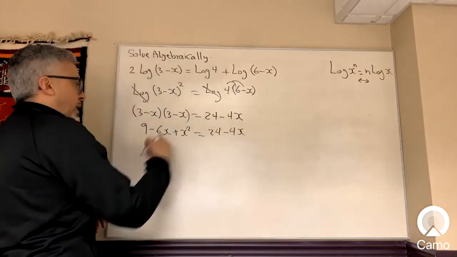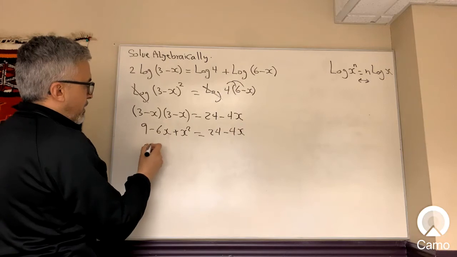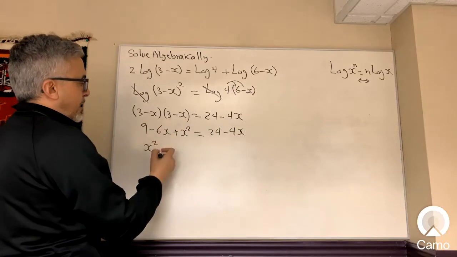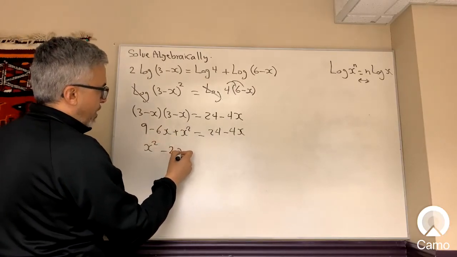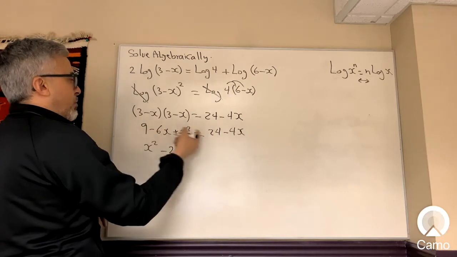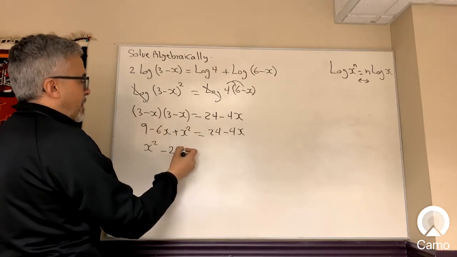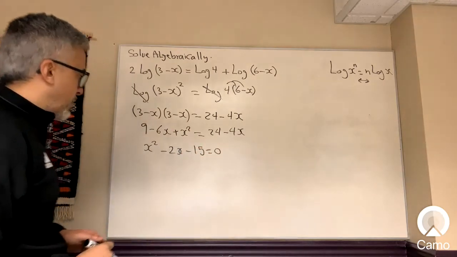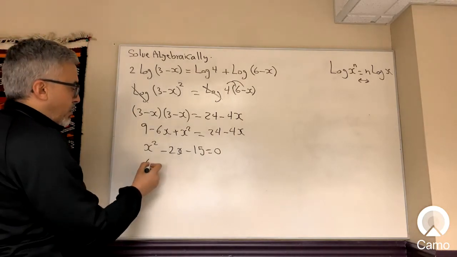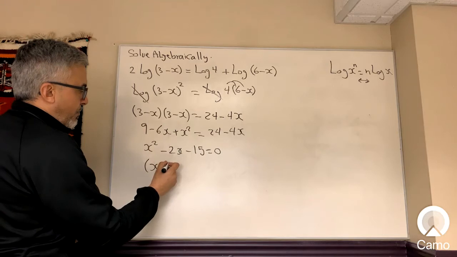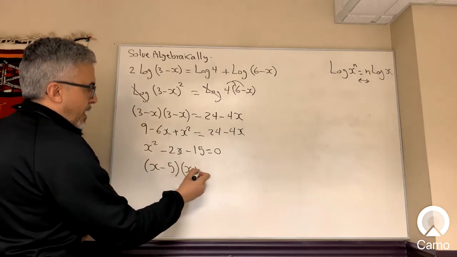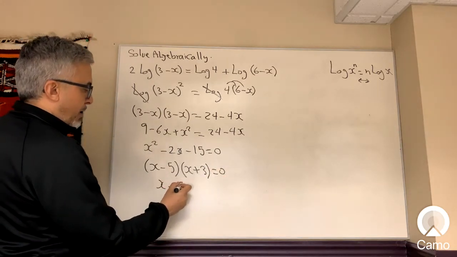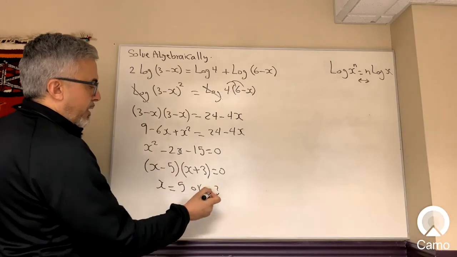and factor. So when you bring it to the right side here, write it in degree order. So the x squared, now negative 6x, when you bring this negative 4x to the other side, it becomes plus, which ends up giving you negative 2x. And then when you bring this 24 to the other side, it becomes minus 24. 9 minus 24 is minus 15 equals 0. Now this factors into x minus 5, x plus 3 equals 0. And therefore, x equals either 5 or negative 3.